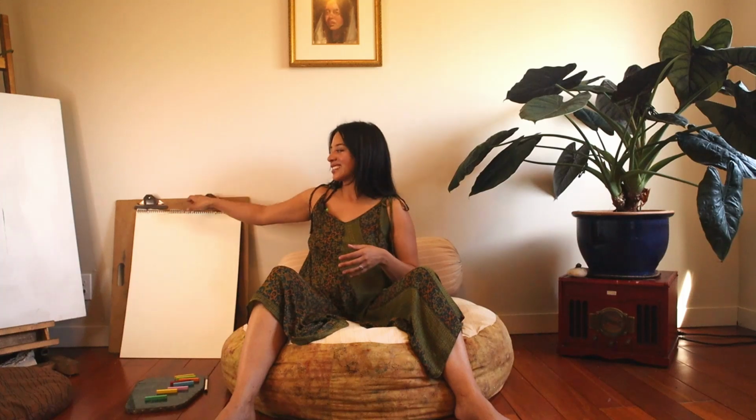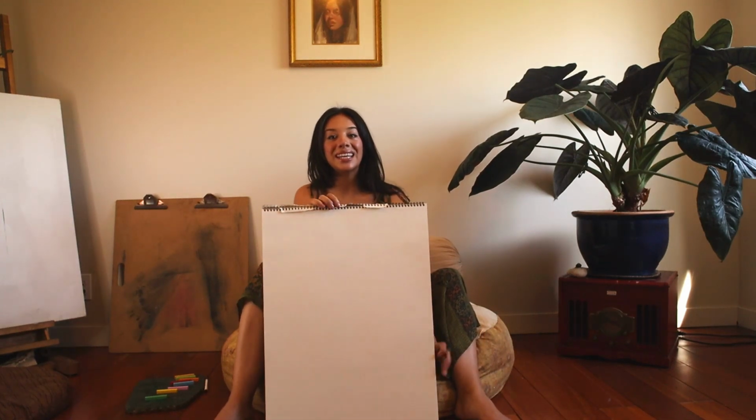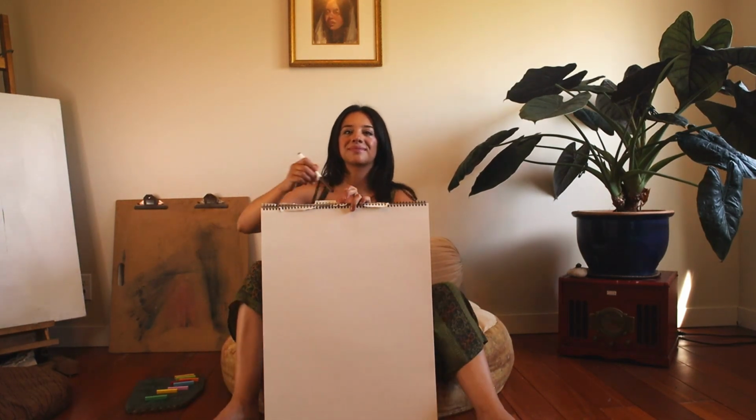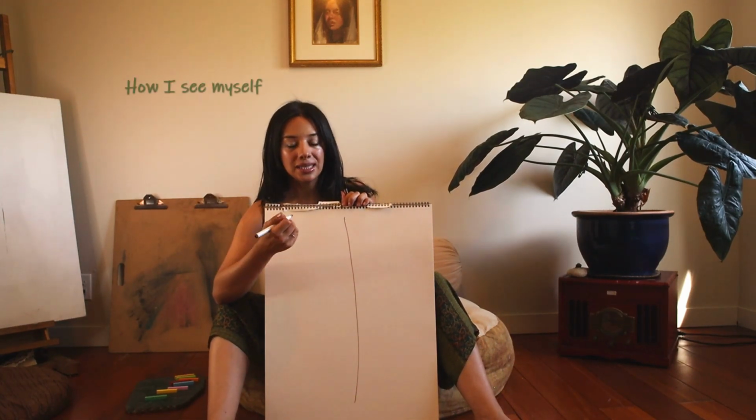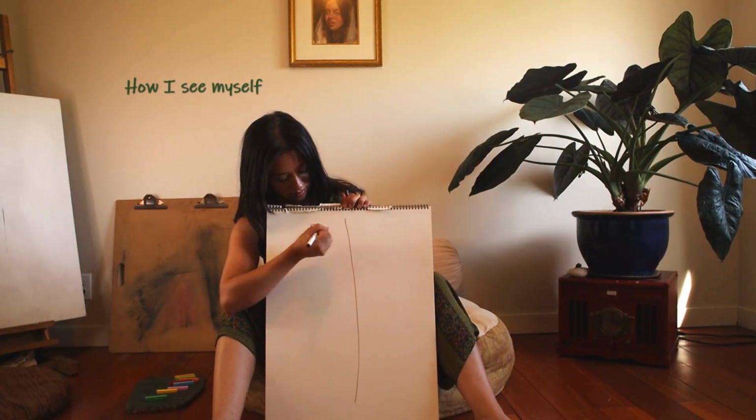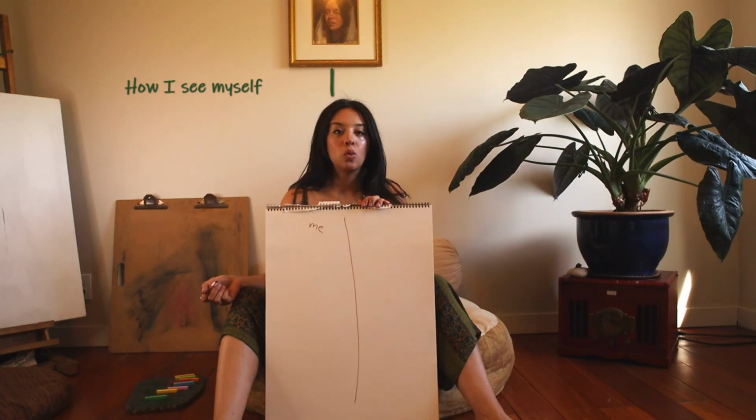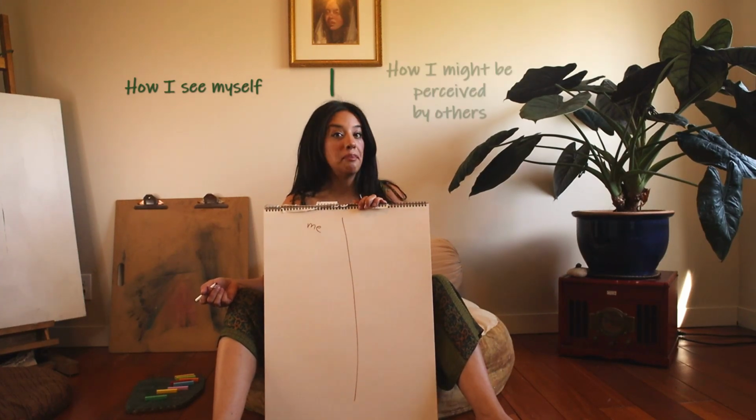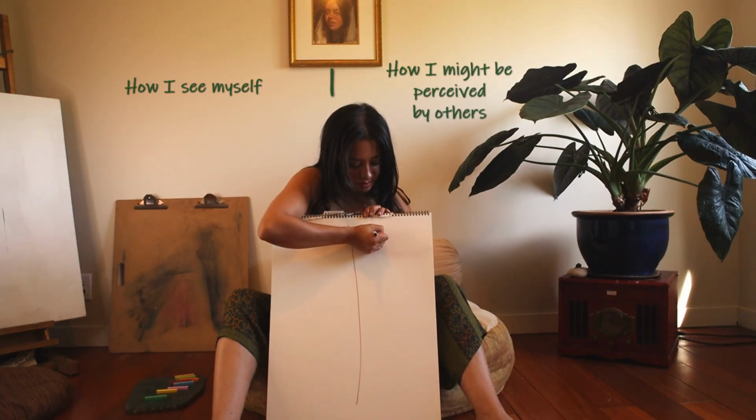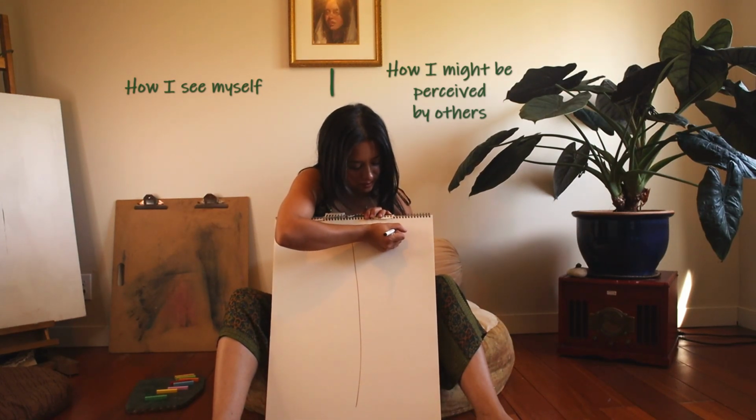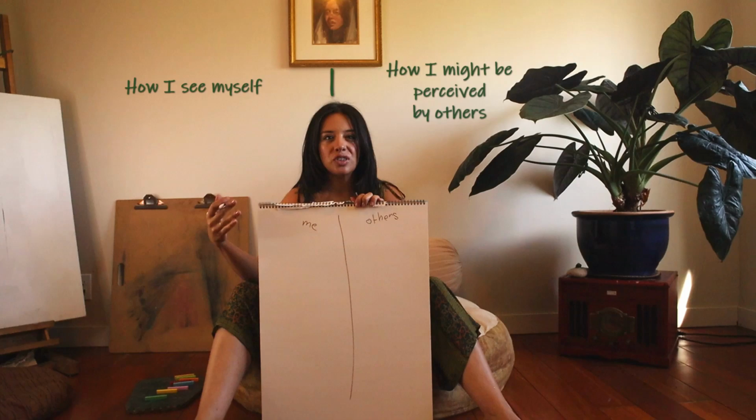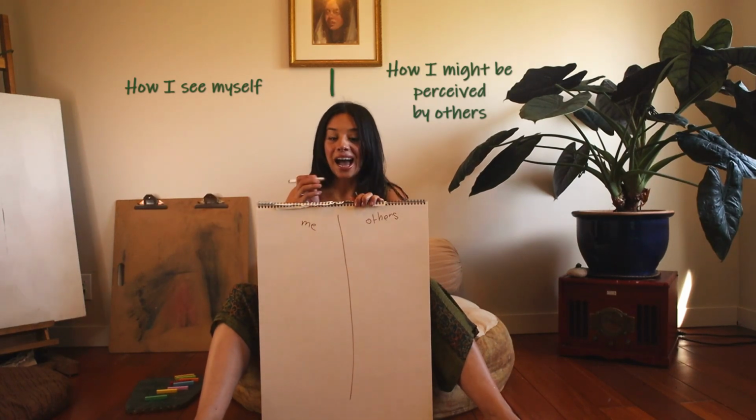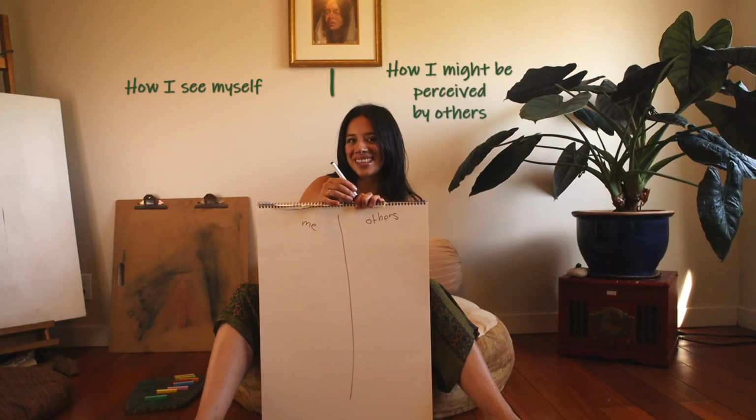All right, so if you're ready, we're going to take your paper and we're going to divide it into 2 sections. One side will represent how I see myself. The other side will represent how I might be perceived by others. There's no right layout here. Just give yourself 2 spaces to work with. I'll be drawing along with you, so we're doing this together.